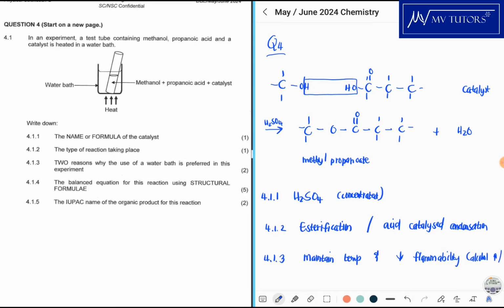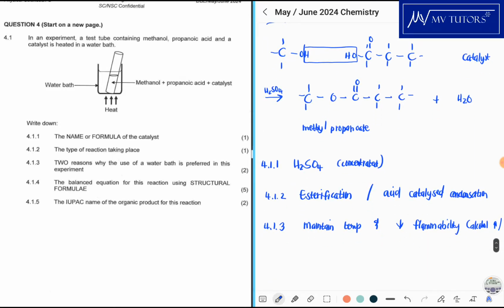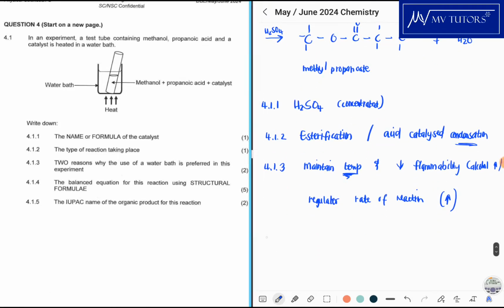is highly flammable. With the water bath, you also want to prevent evaporation. Hence, you're maintaining the temperature, because here we want condensation. We don't want evaporation. And also, it regulates the rate of reaction, or reaction rate. And what we want here is a high reaction rate. So the water bath will do the things that you need in order to form an ester.